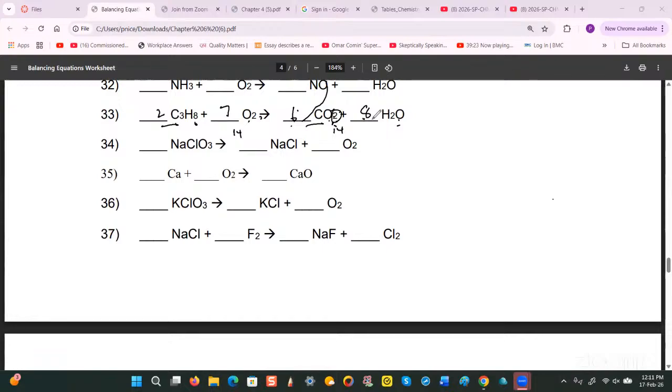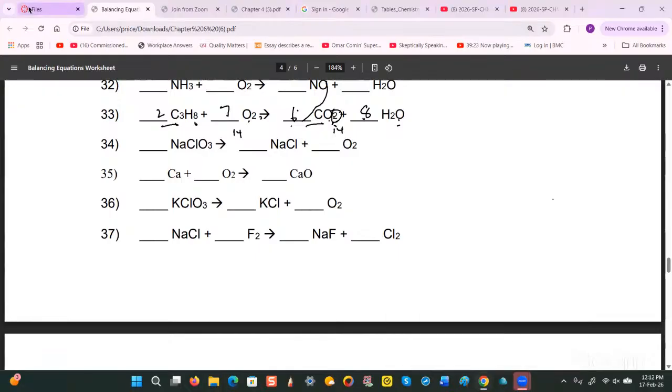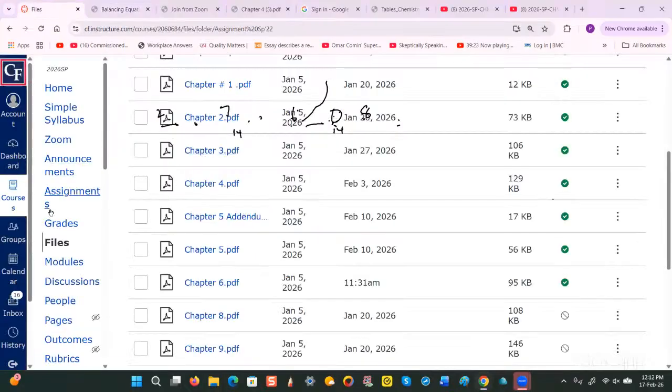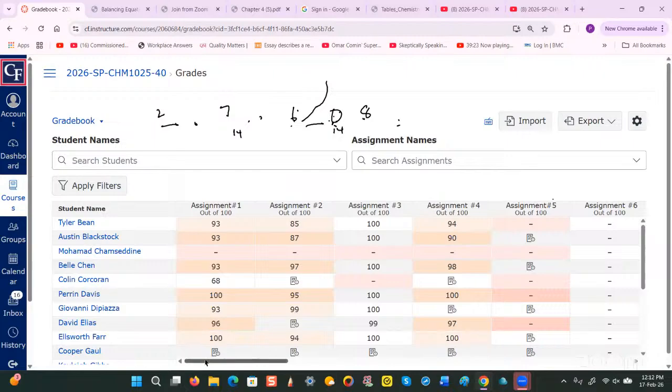I've graded assignment number 4, so you should see it reflected in your grades when you go to Canvas. It's 1, 2, 1, 1. That's it.